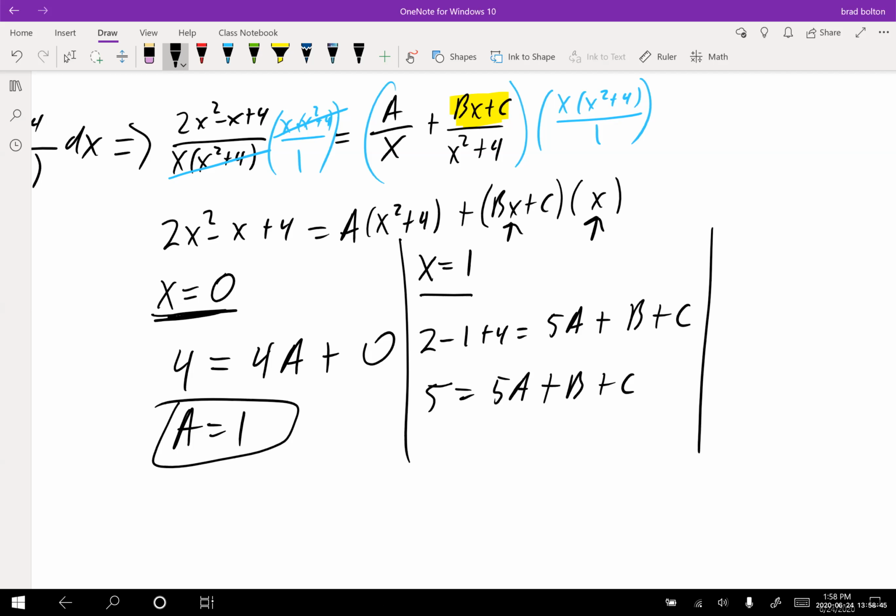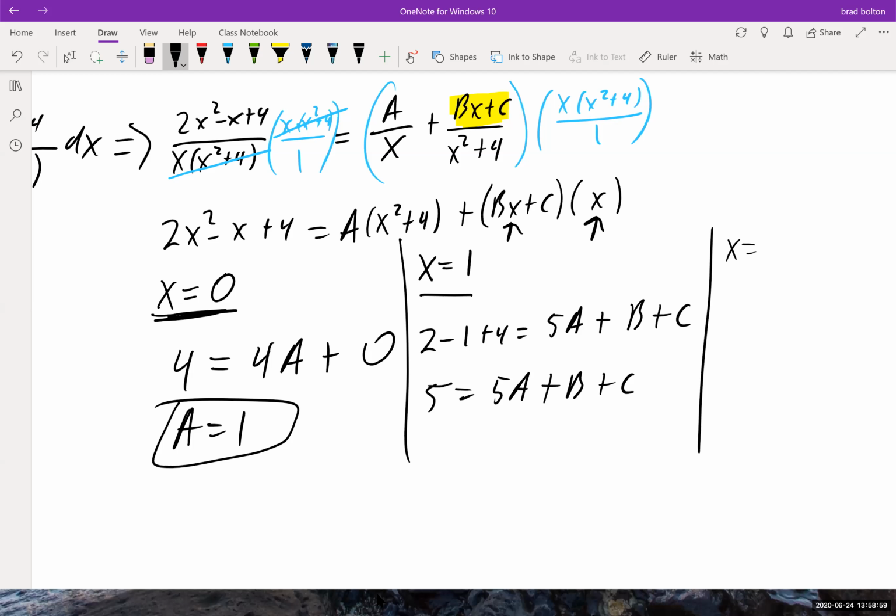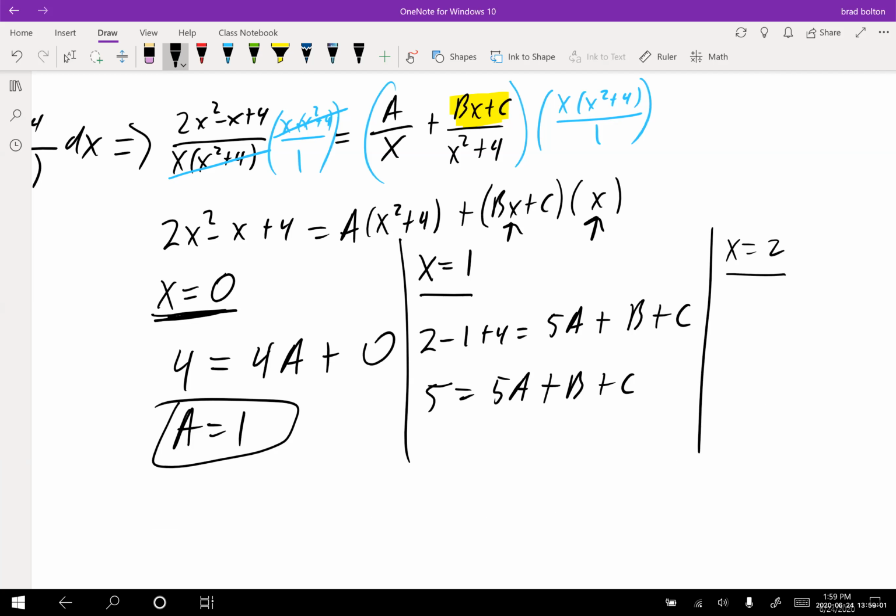I guess we got to pick another x. Let's pick, I guess, maybe 2. I wonder if -1 would be better. I'll just say x equals 2. I was just trying to think of another good one, but I'll just do x equals 2.